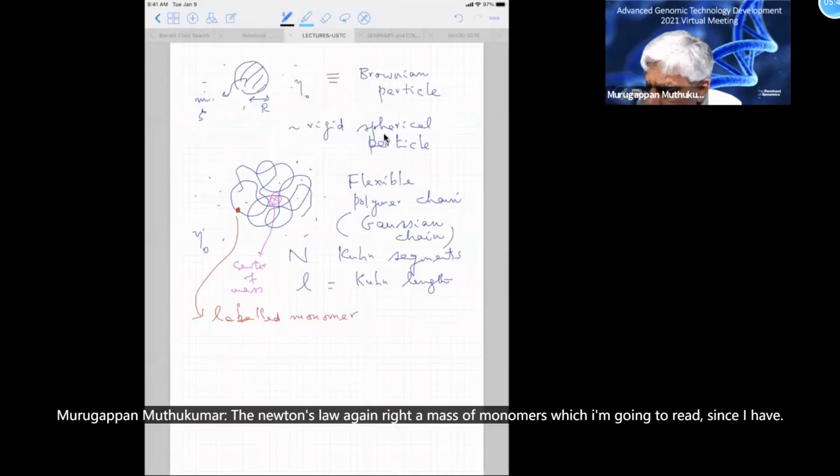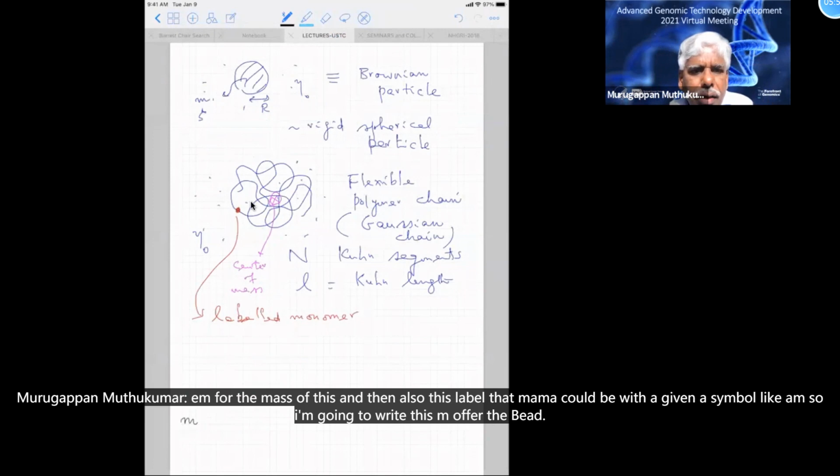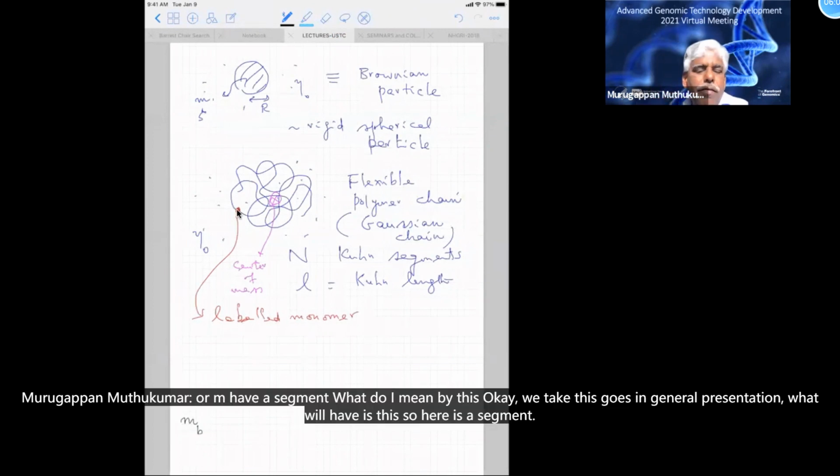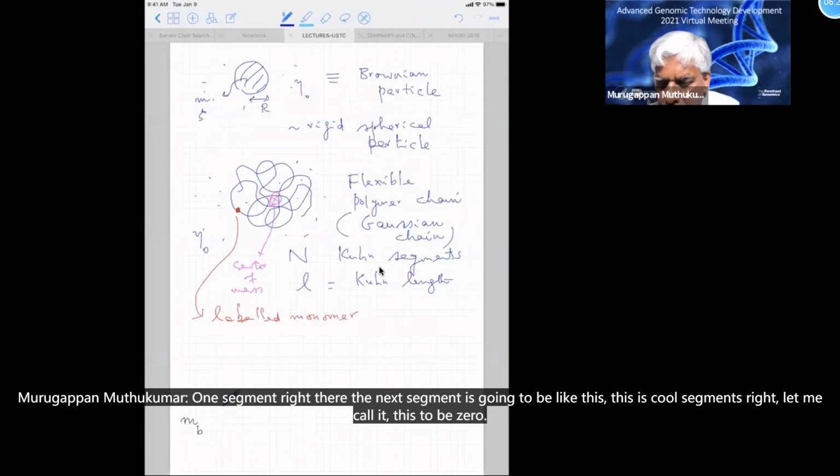Newton's law again. A mass of a monomer, which I'm going to write, since I have m for the mass of this, and then this labeled monomer could also be given a symbol like m. So I'm going to write this m of the bead, or m of a segment. Now, what do I mean by this? If I take this Gaussian chain representation, what I will have is this. So here is one segment. The next segment is going to be like this. These are Kuhn segments.